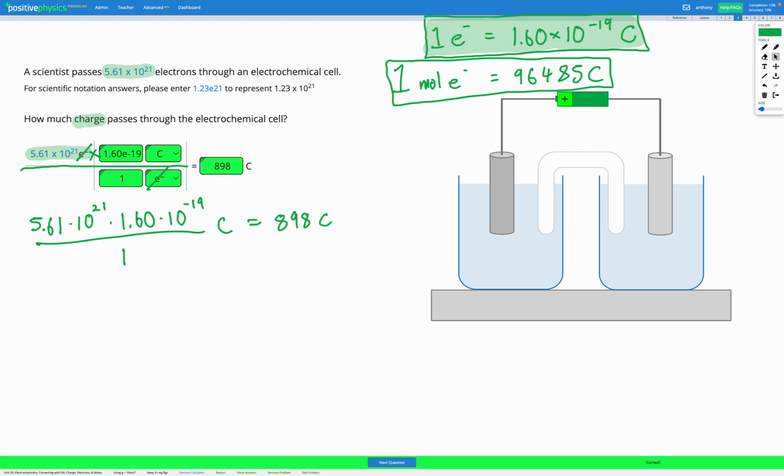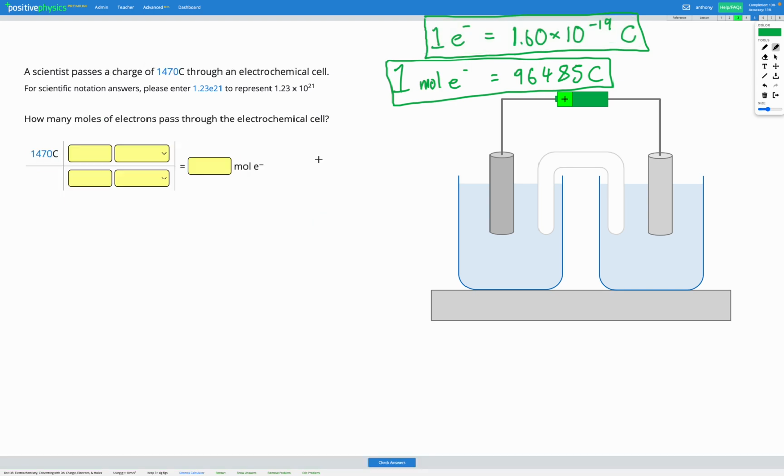Awesome. Let's do one more question of this type. In this question, we're told a scientist passes a charge of 1,470 coulombs through an electrochemical cell. We're asked how many moles of electrons pass through the electrochemical cell. So we want to be using the second conversion factor here for moles of electrons and charge, which is Faraday's constant.